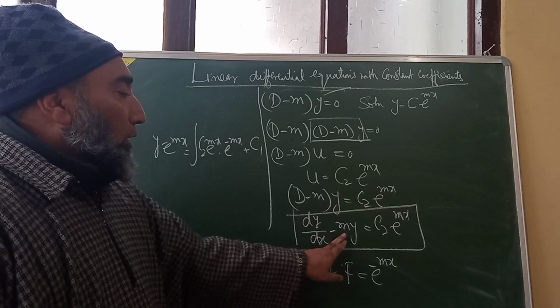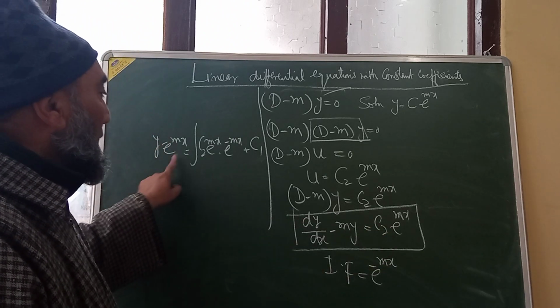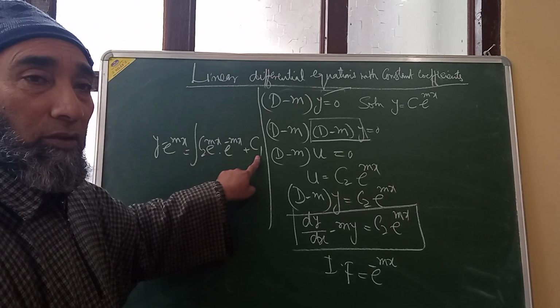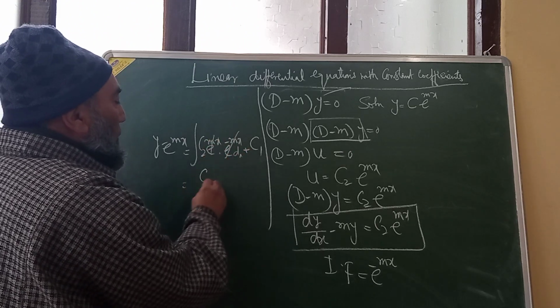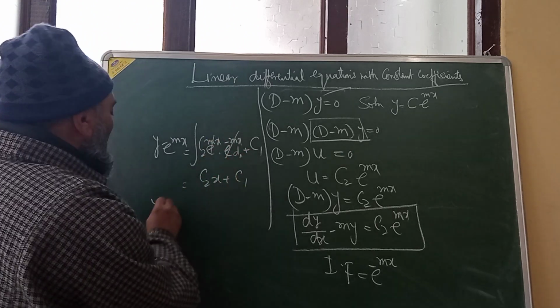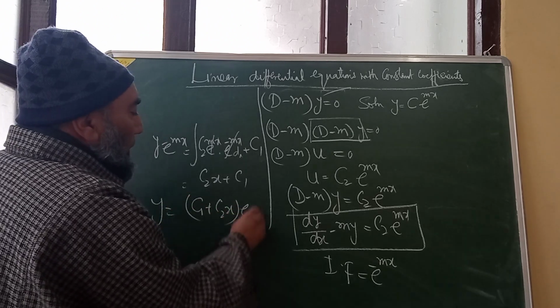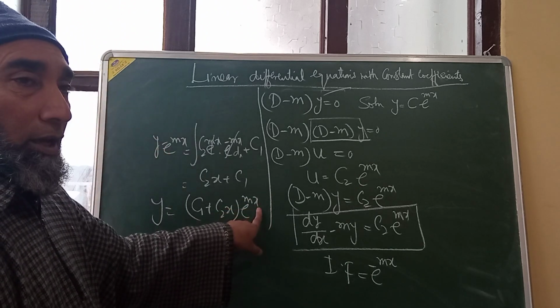dy by dx plus py equals q. This is the integrating factor. The solution is y into the integrating factor equals the integral of the right hand side into the integrating factor plus some constant of integration. This gives c2x plus c1. So what is y? It is c1 plus c2x, times e to the power minus mx... here it will be e to the power mx.